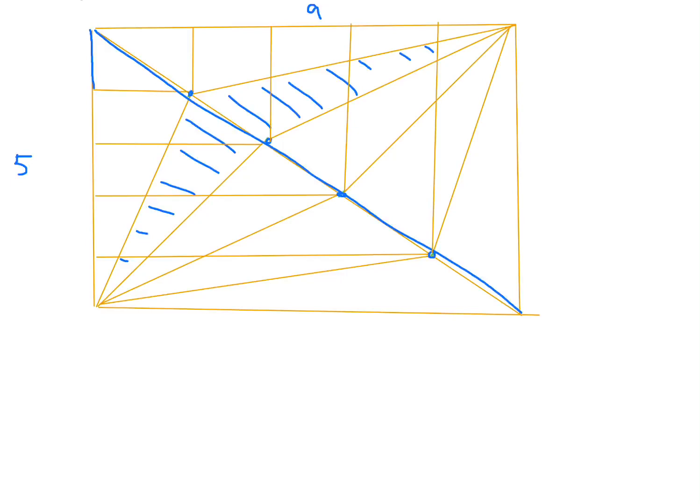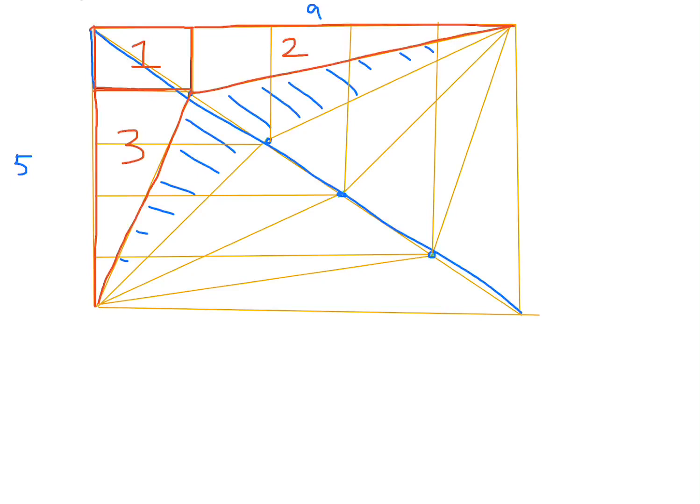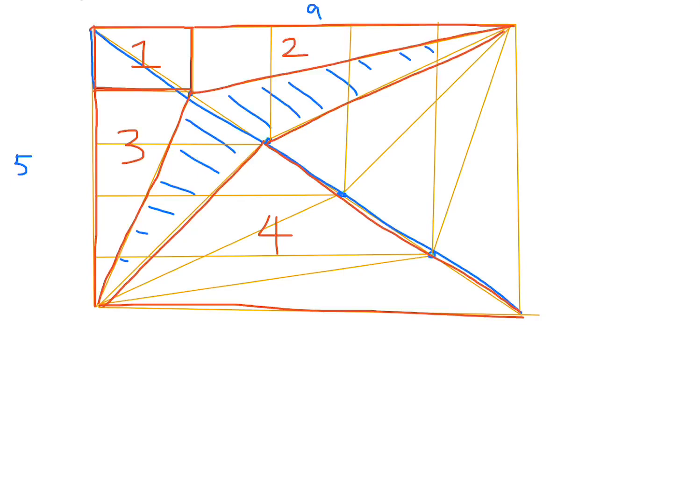So let's draw those. The first one is this square right here, or actually it's probably a rectangle. Okay, we'll call that 1. The next one is this triangle right here. Call that 2. The next one is this triangle right here. That one. Call that 3. The next one is this triangle right here. We'll call that 4. And finally, that triangle right there. That one we'll call 5.